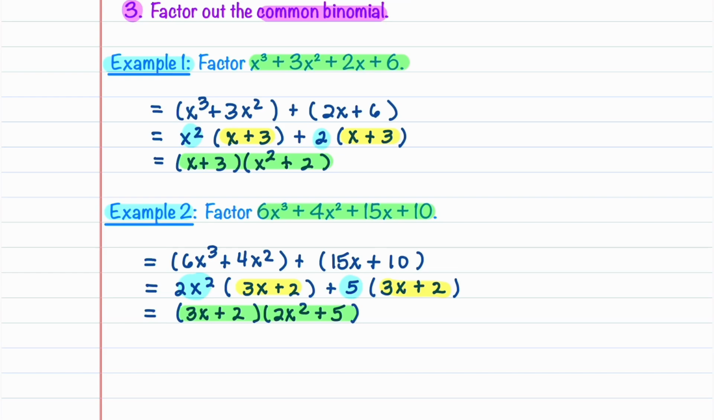I hope that you now feel more comfortable factoring polynomials using grouping.